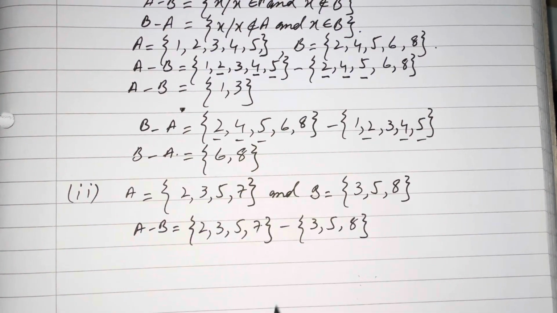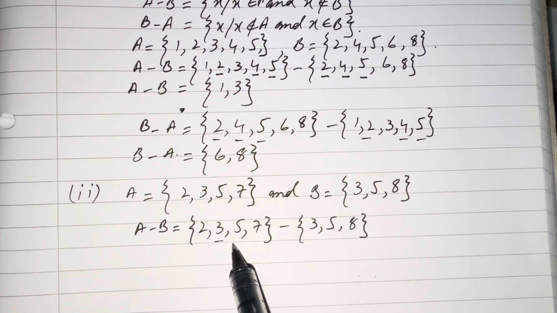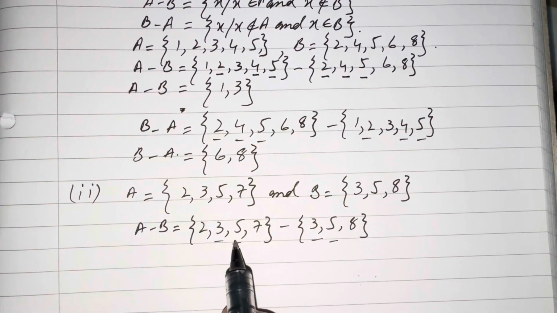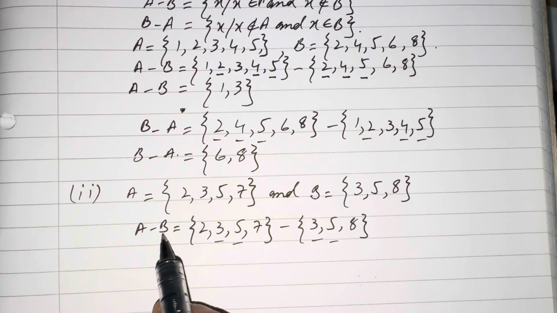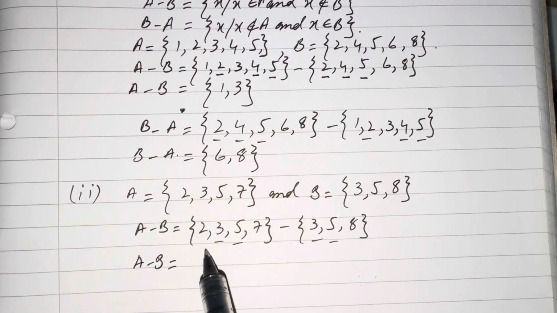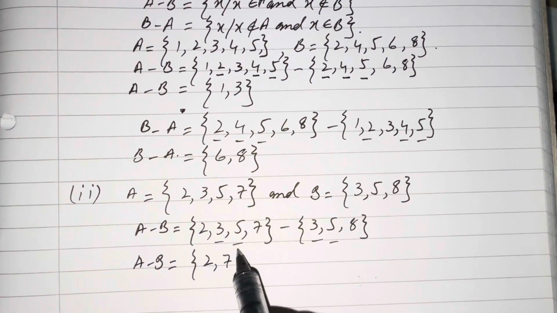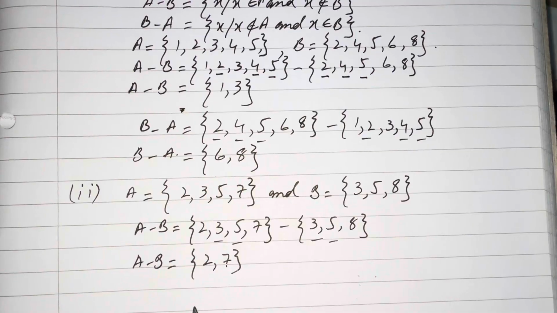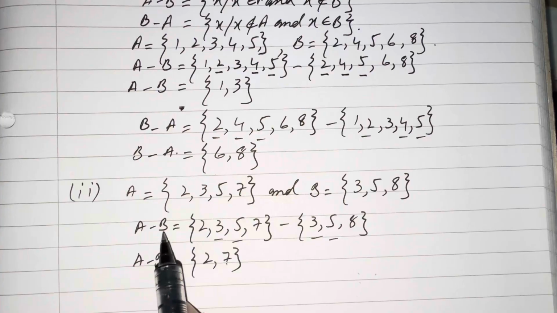So let's have a look at which are the common elements between these two sets. 3 and 5 are the common elements. And remember that when we find A minus B, the first set is A and the second set is B. So in the answer, the remaining elements of the first set will be written. The remaining elements are 2 and 7. So 2 and 7 is the answer of the difference of sets A and B.